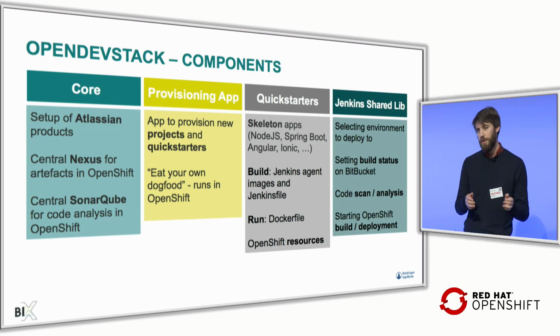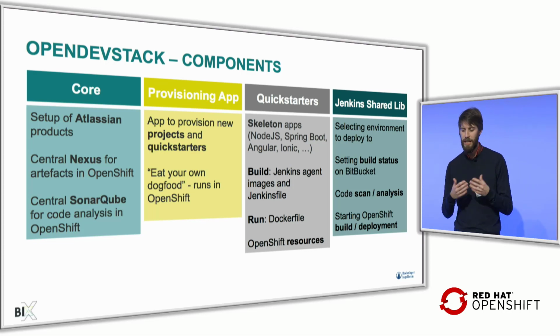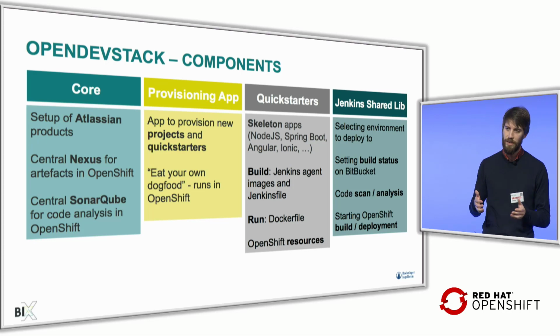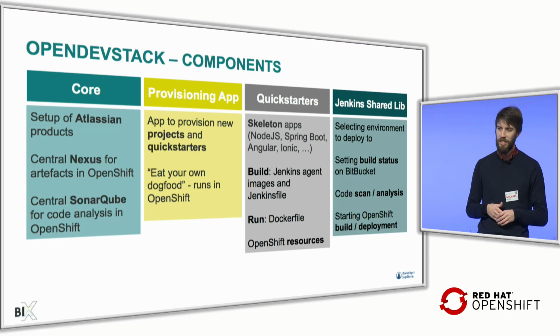Then next to the core, there is the provisioning app. This enables users to provision new projects and quick starters within those projects. The provisioning app itself is kind of an example using the same process. It's actually made out of the same quick starter, and it runs within OpenShift, so it's kind of eating our own dog food. It uses the same pipelines.